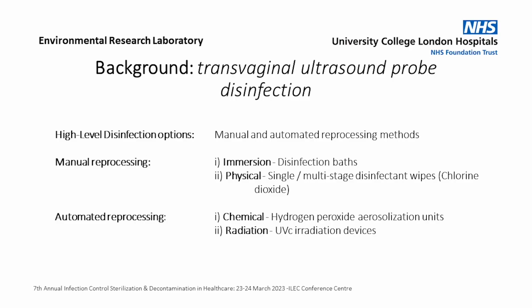So Ursula's mentioned some of the ways to decontaminate. There are two main categories, manual and automated. And just to give a little overview of the manual processing or reprocessing, it can be done either by immersion in a biocide, or it could be physical using either single or multiple wipes. With the automated reprocessing, the options are either UV irradiation or chemical using hydroperoxide vapor.